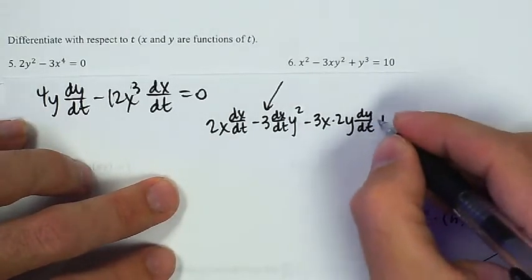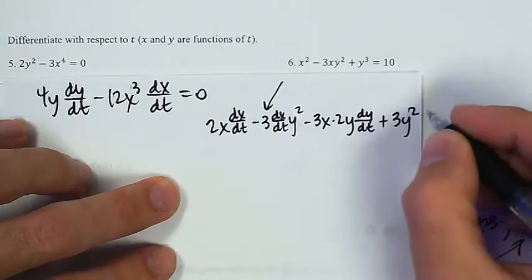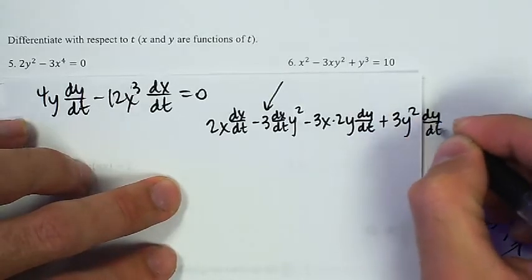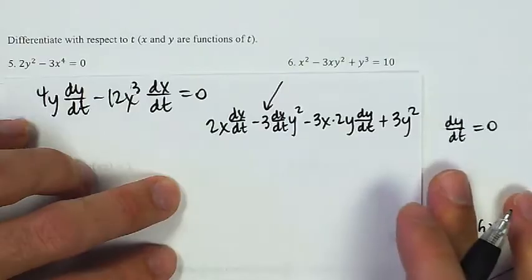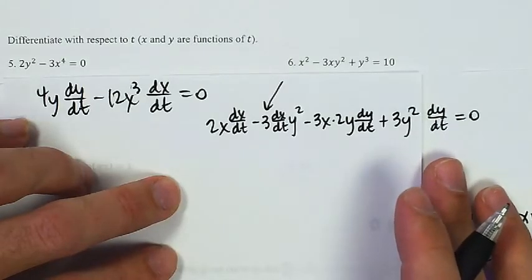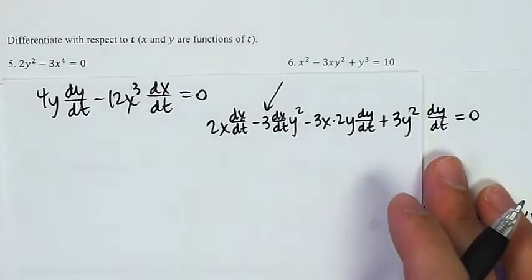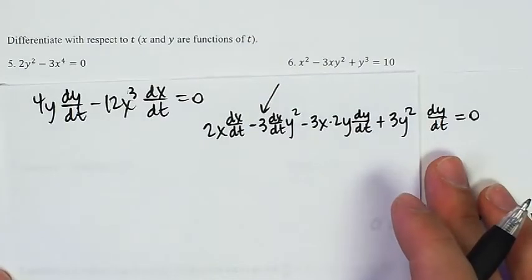Okay. Then this will be 3y squared dy dt, and that's going to be equal to 0 because still the derivative of that constant is 0. No matter which variable you're taking with respect to, the derivative of a constant is always 0.